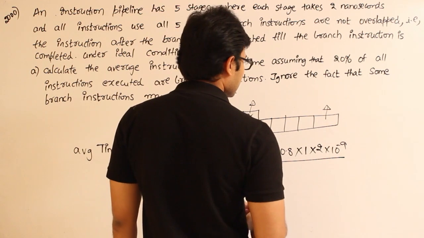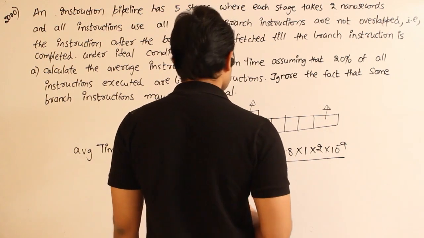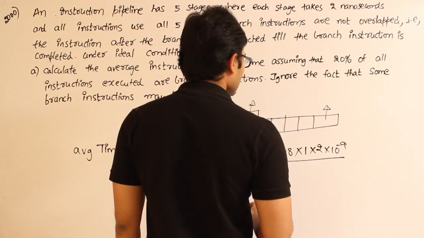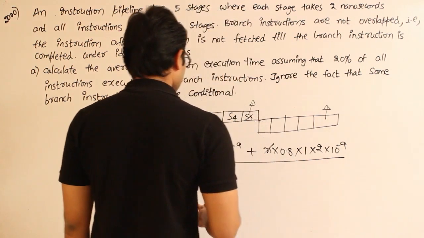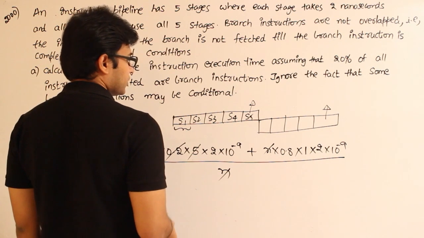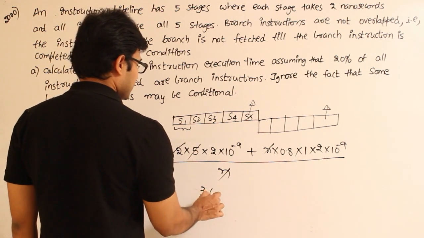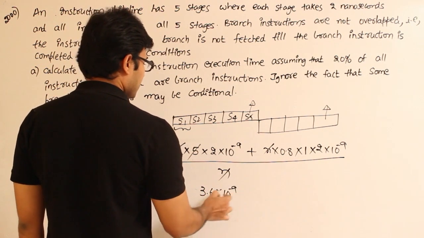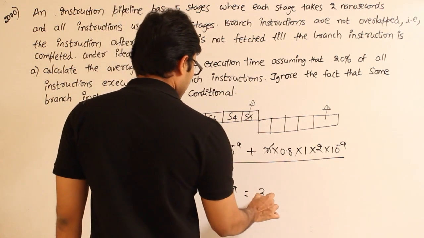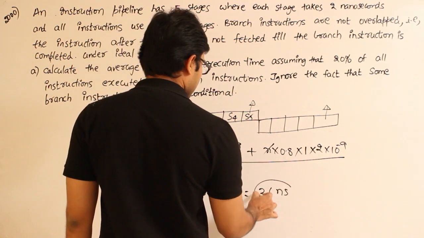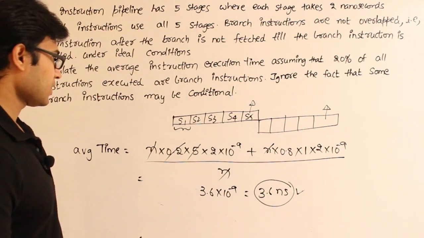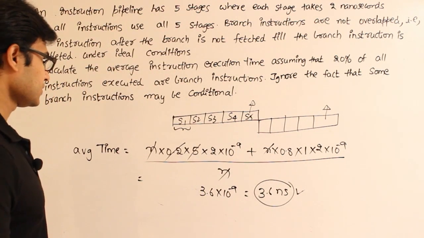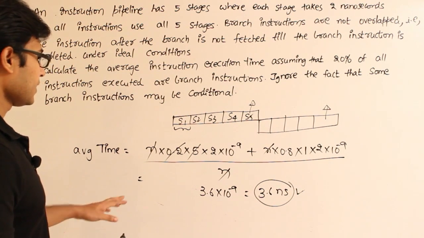And this one is 0.8 into 2, so 1.6, right? So it is 1.6 plus 2, it is 3.6, I guess. 3.6 into 10 power minus 9, which is 3.6 nanoseconds, right? You just cross verify it. I'm just thinking that it is that, okay? So you just check it.